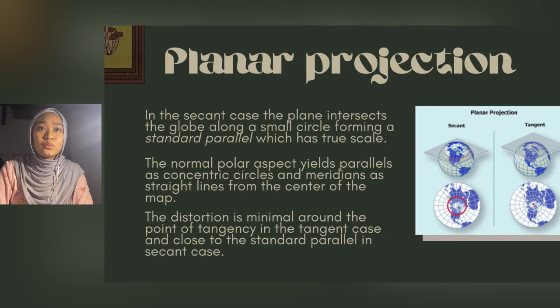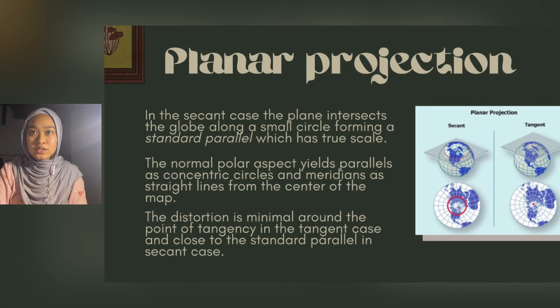The third one is planar projection, known as azimuthal and zenithal. In the second case, the plane intersects the globe along a small circle, forming a standard parallel which has true scale. The normal polar aspect yields parallels as concentric circles and meridians as straight lines from the center of the map. The distortion is minimal around the point of tangency in the tangent case and close to the standard parallel in the second case.